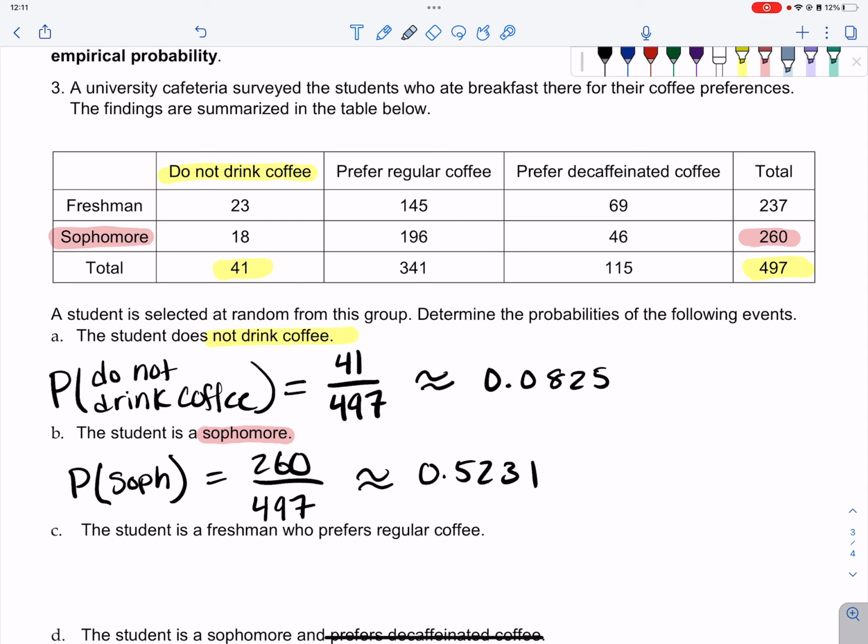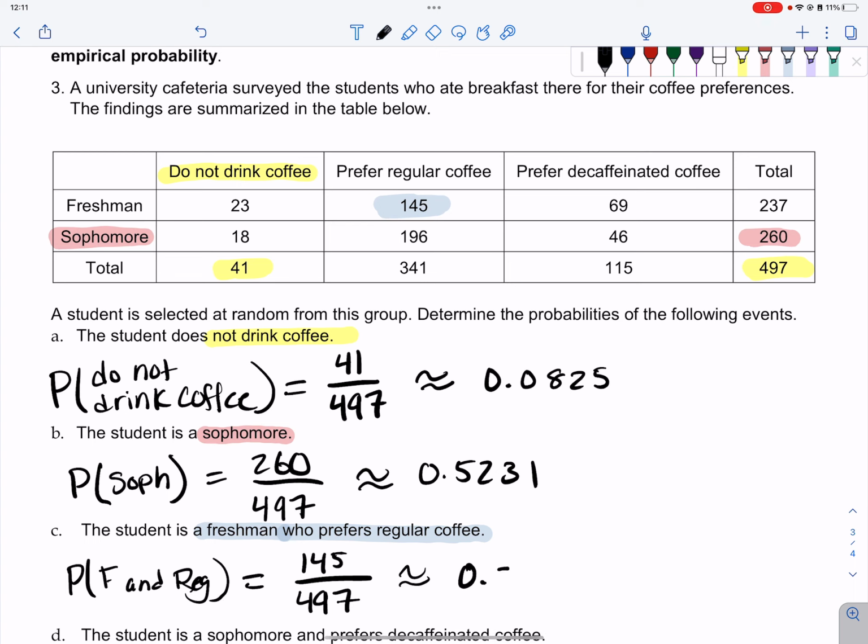The next one, we want the probability that the student is a freshman who prefers regular coffee. So this means we want the students that selected they were a freshman on their survey and they selected that they prefer regular coffee. So that's going to be the intersection of the column and row for those two things. We see that our intersection of freshman and regular coffee has the number 145. So 145 students said yes to freshman and regular coffee, and this is still being divided by 497 total. And now that we can evaluate to be about 0.2918.